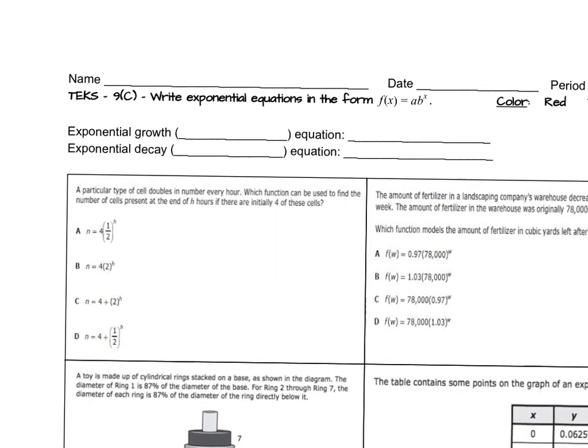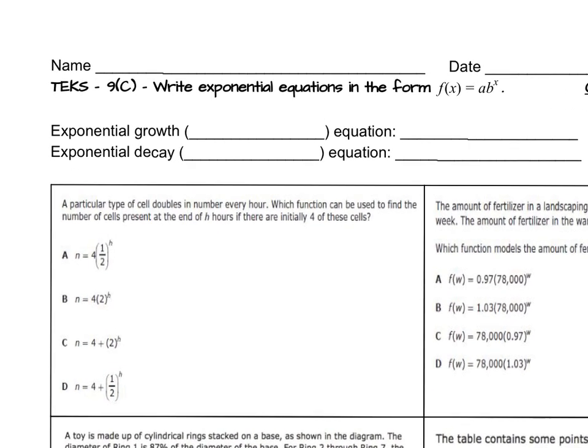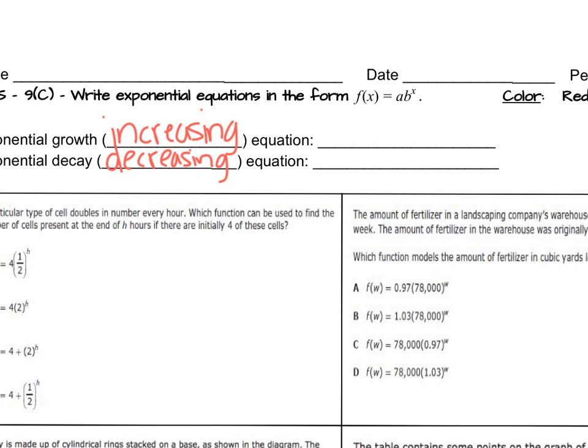Whenever we are writing exponential functions, we have to know the equation for each one. Exponential growth means it's increasing, while exponential decay means it's decreasing. The equation for exponential growth, we're going to take this original equation and we're going to say it's a times 1 plus the percent to the x power.